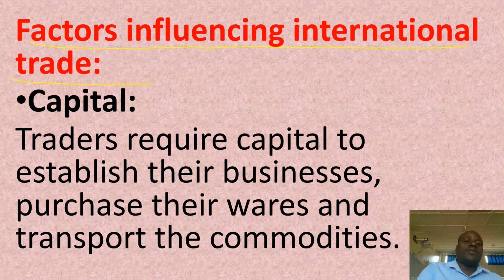Number one is capital. This is largely in terms of money. For international trade to be successful, traders require large sums of money to purchase goods to be sold in other countries. The more the capital, the more the goods, and still this capital may be used for transportation and processing.